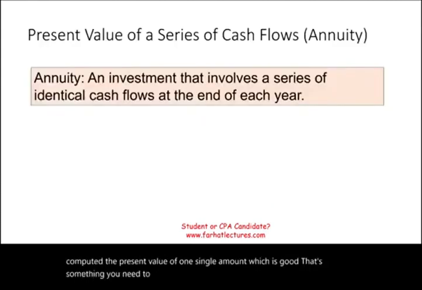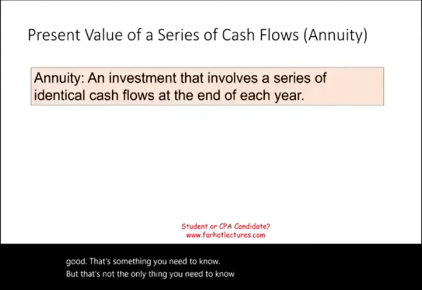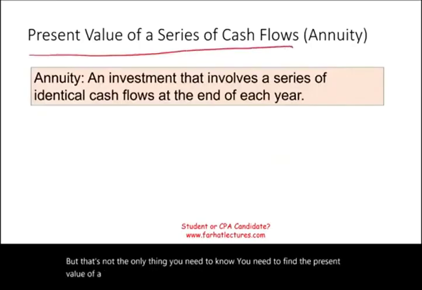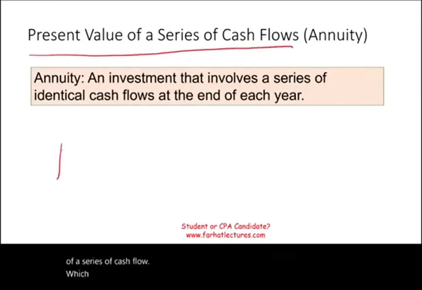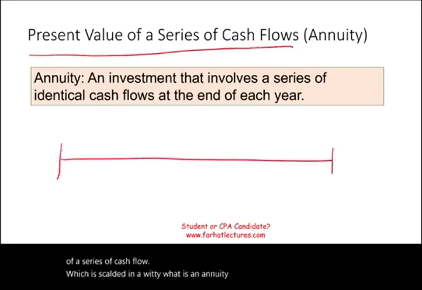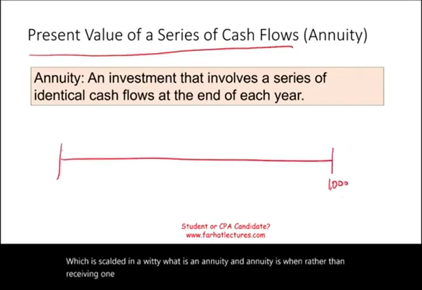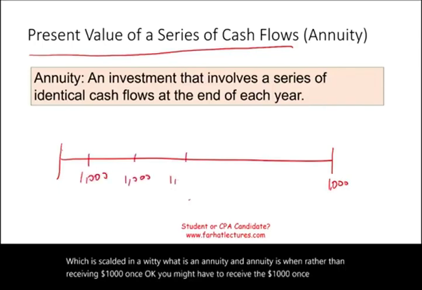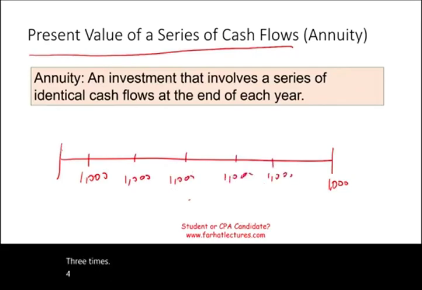That's something you need to know. But that's not the only thing you need to know. You need to find the present value of a series of cash flow, which is called an annuity. What is an annuity? An annuity is when rather than receiving $1,000 once, you might have to receive the $1,000 once, twice, 3 times, 4 times, 5 times, 6 times. And this is very common.